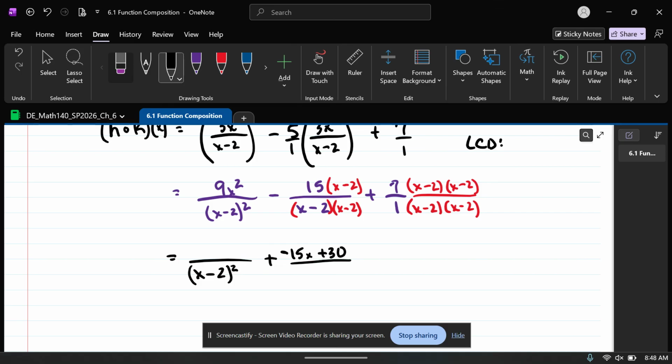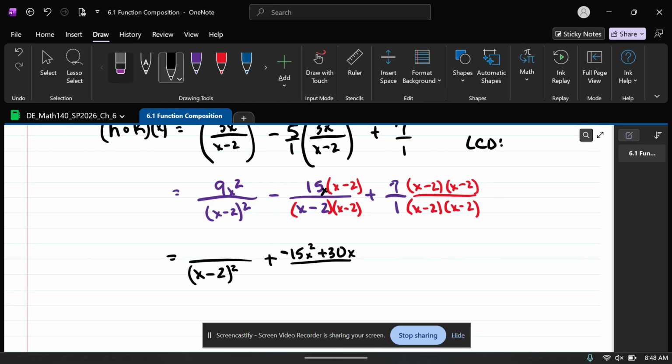Shouldn't it be 15 times, but we multiplied negative 5 times 3x on top. That's 15x. You're right. 15x squared. And that's a 30x.